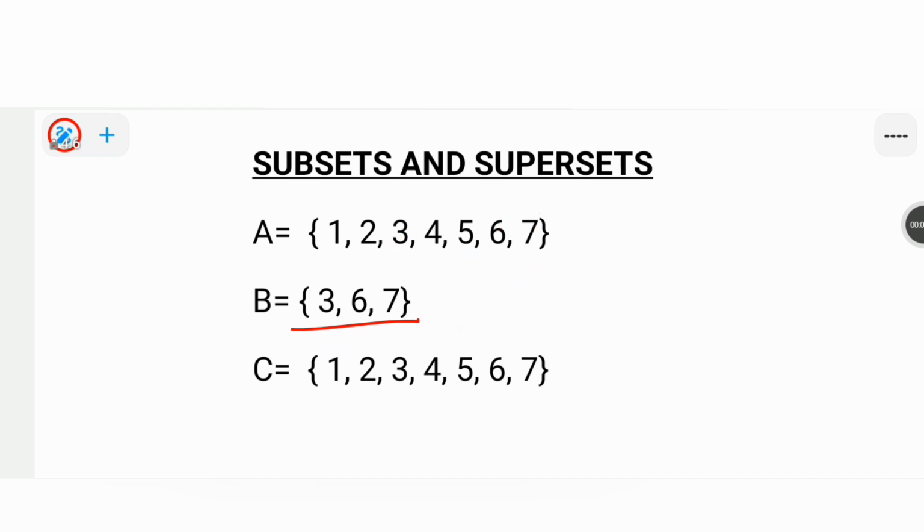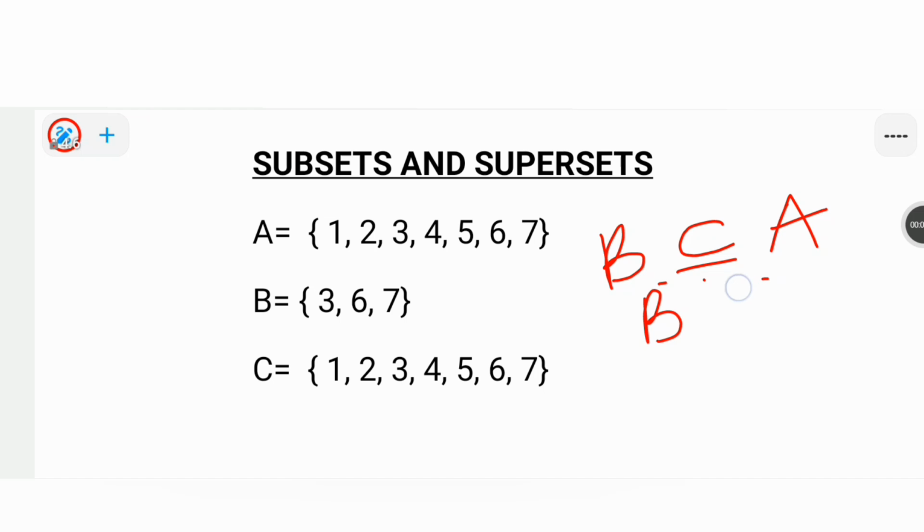You understand? So that means you can write it like this: B is a subset of set A. You can remember it like this: B is a child of set A because B was taken out from set A. So you can say B is the child of set A. Also, you can see that B is just part of the elements of set A, just 3, 6, 7.